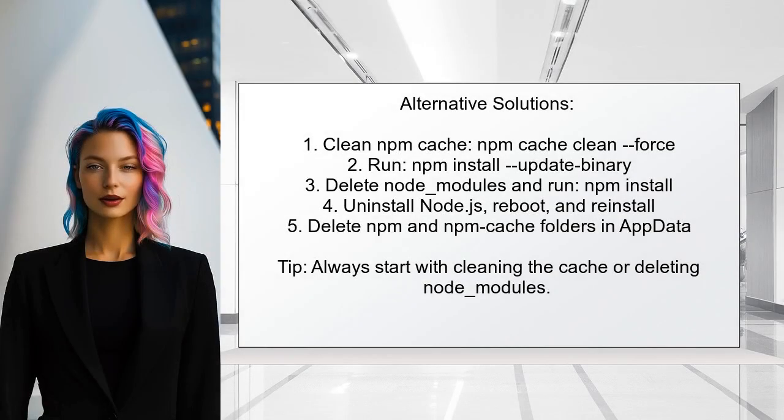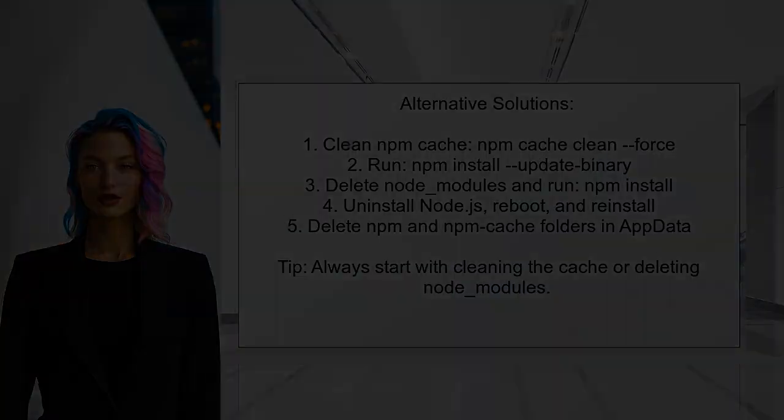One user offers several alternative solutions for the integrity checksum failure. First, they suggest cleaning the npm cache using the command npm cache clean --force, followed by npm install. Another option is to run npm install with the --update-binary flag. They also recommend deleting the node_modules folder and then running npm install again. If those don't work, uninstalling Node.js, rebooting, and reinstalling it may help. Lastly, they found success by deleting the npm and npm cache folders in the app data directory and then running npm install. It's best to start with cleaning the cache or deleting the node_modules folder.